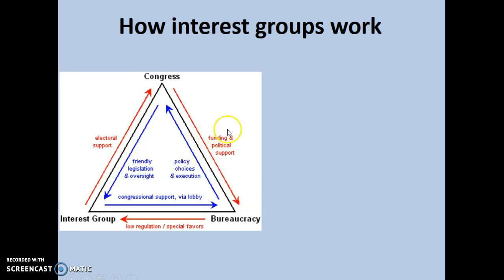So that's going to bring me up to this exchange here. What about the relationship between Congress and a bureaucracy?